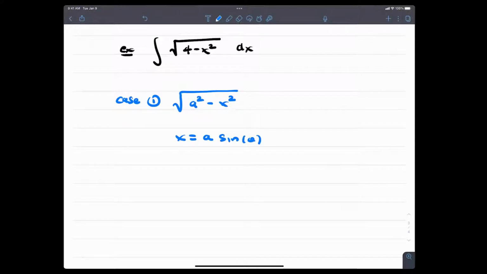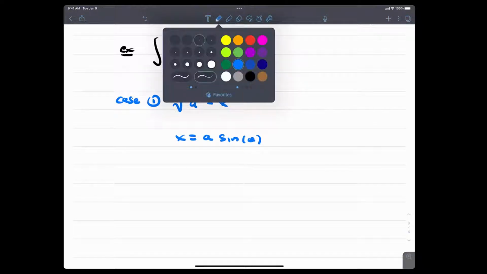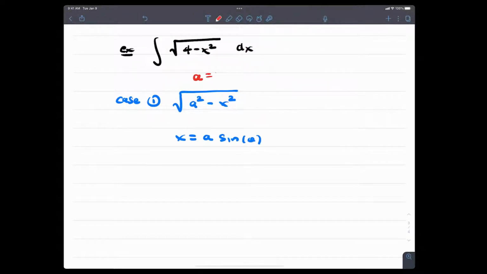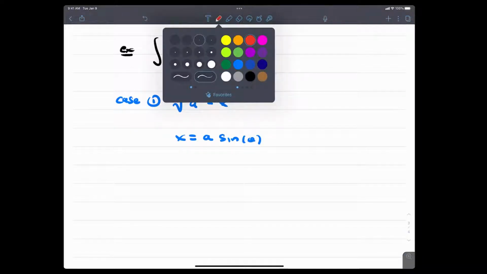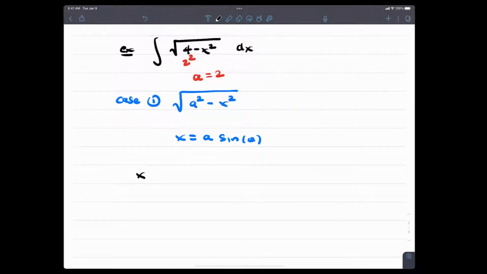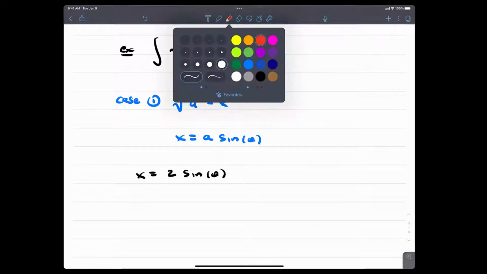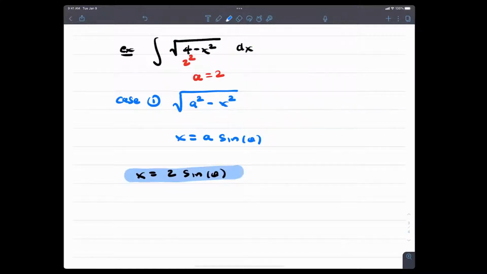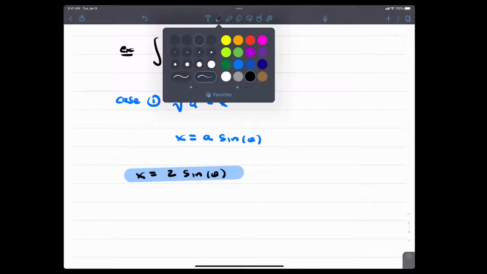Okay, so right off the bat, what is a though? Good, so we know a will be 2, because 4 is going to be 2 squared, right? So right off the bat, you say, oh, I'm going to let x be 2 sine theta. So here's what you guys want to start with. That's what you're going to substitute. So this is what's going to be substituted for your x.